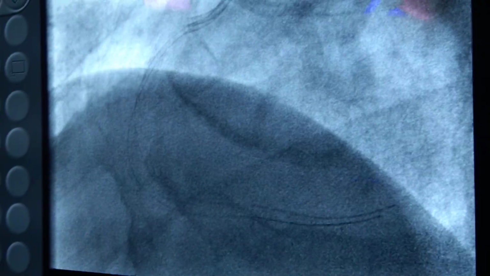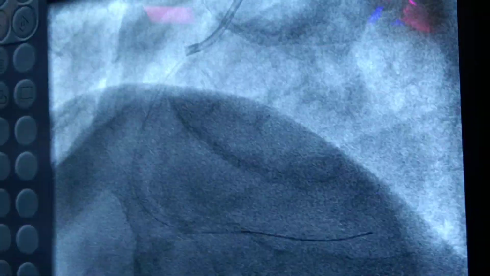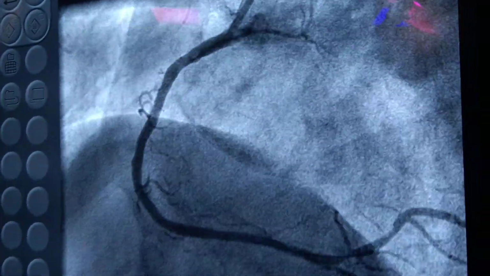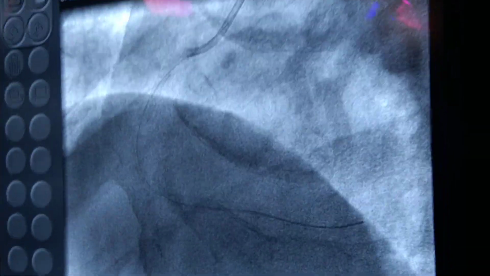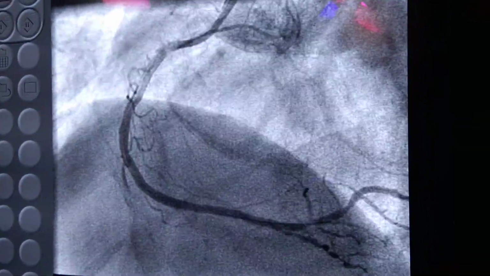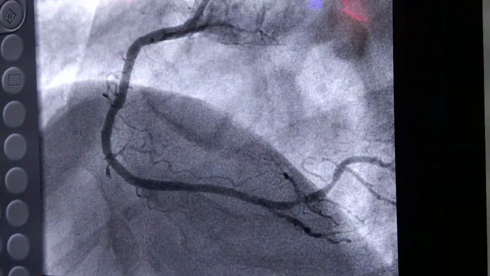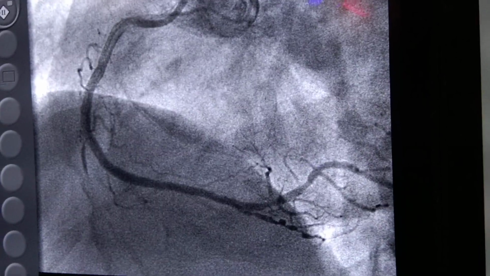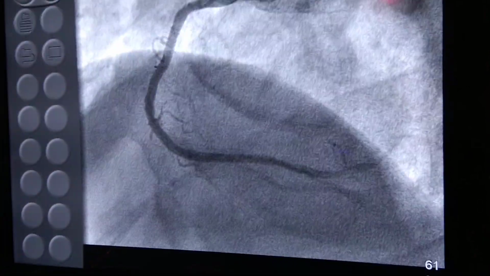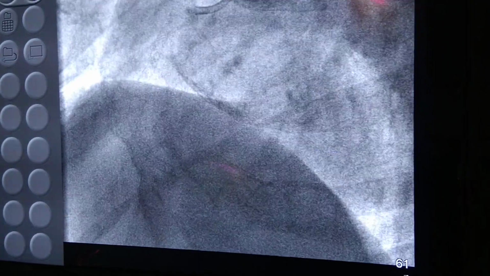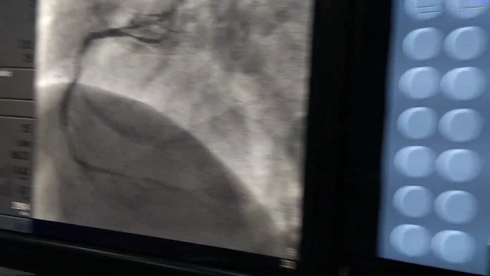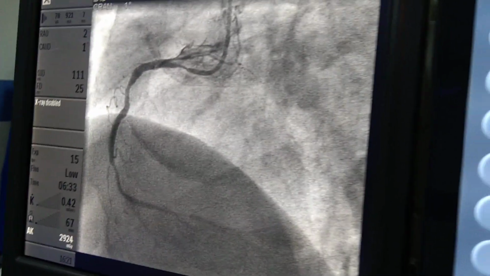The final result is perfect. You can see the final result. This makes a lot of difference. This is a result comparable to any other good vessel, and the final result without the wire is a perfect example of doing a good stenting. Two stents, and you can see the difference between these two, before and after.